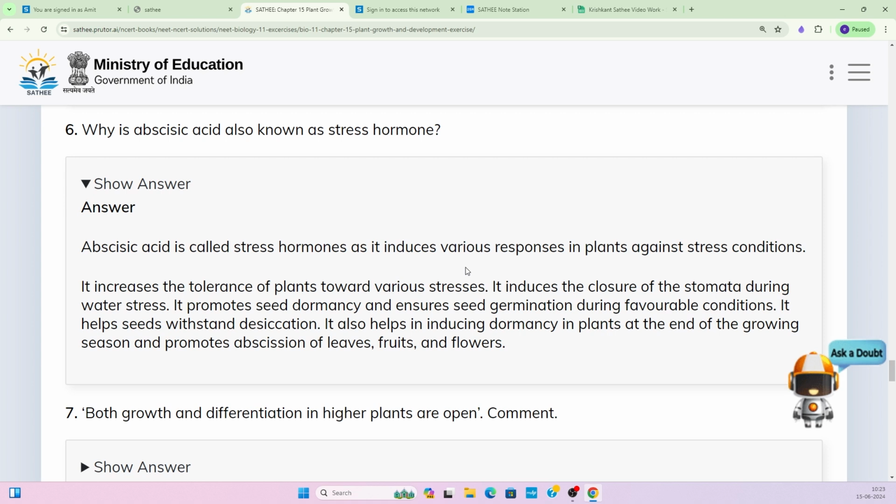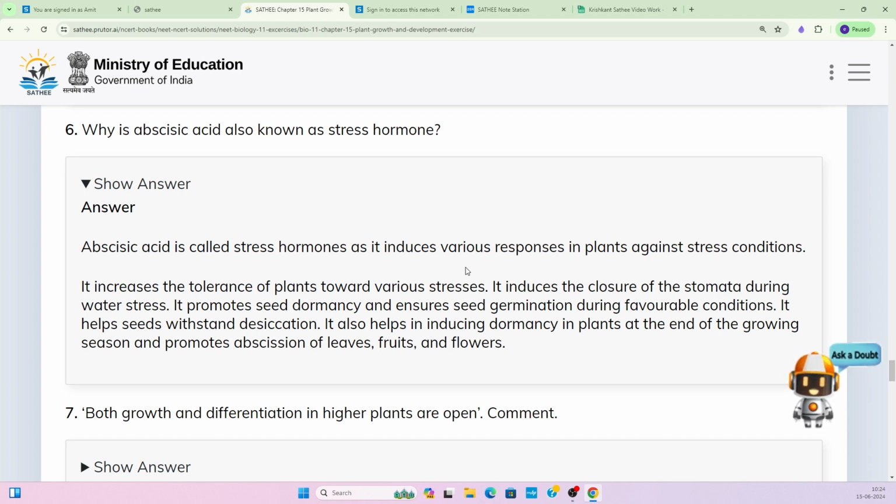Why is abscisic acid also known as a stress hormone? Abscisic acid is called a stress hormone as it induces various responses in plants against stress conditions. It increases the tolerance of the plants toward various stresses. Okay, so it helps the plants to tolerate the stress.